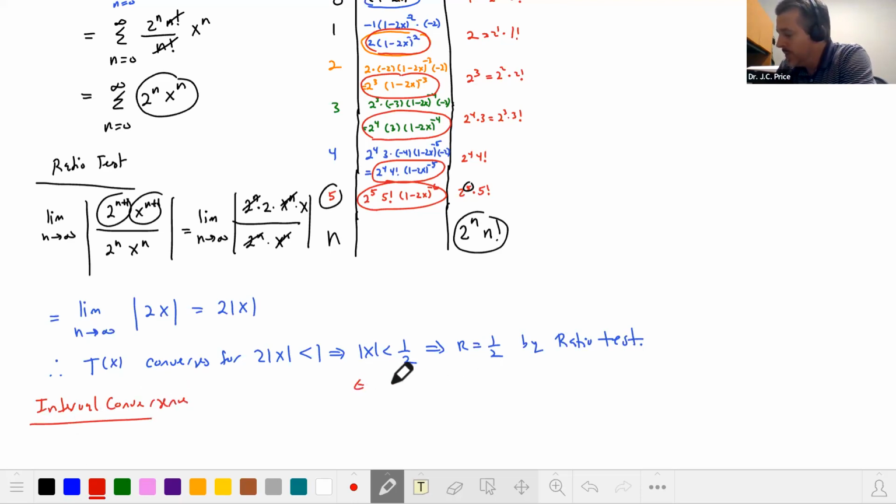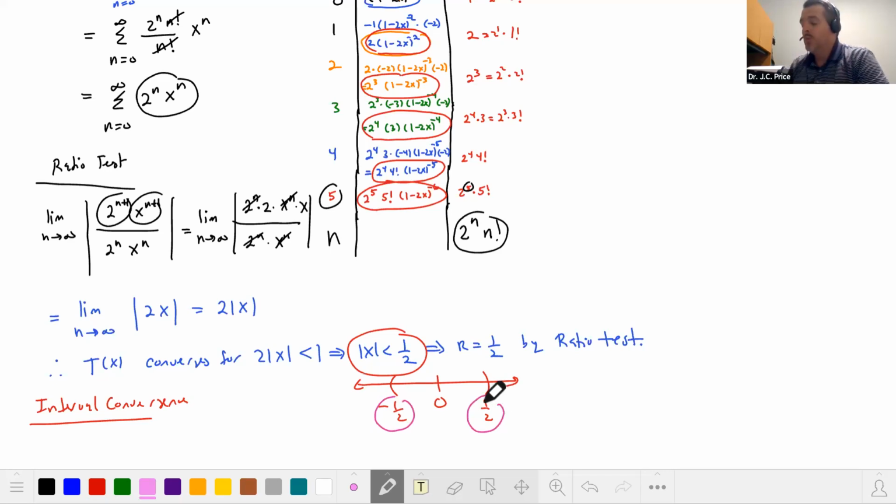And so remember, we're centered at 0. So here's 0 right here. And so we're going to go up 1/2 and down 1/2. That's what this really means. That's where our x lives. And so we're going to test these endpoints here, negative 1/2 and positive 1/2. And where are we going to test them? We're going to test them back up in our original series here.